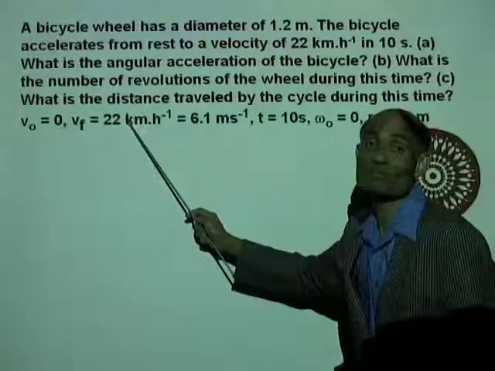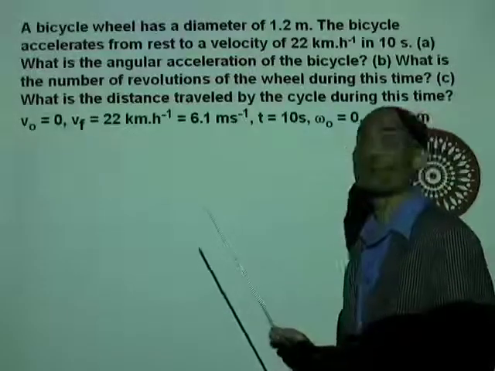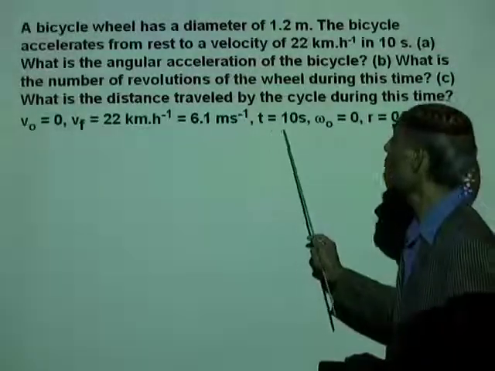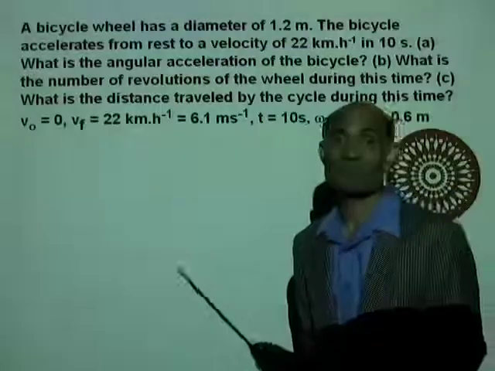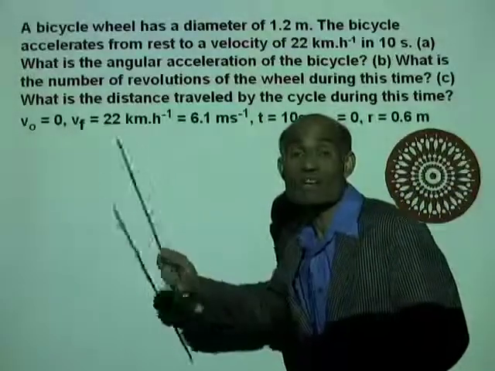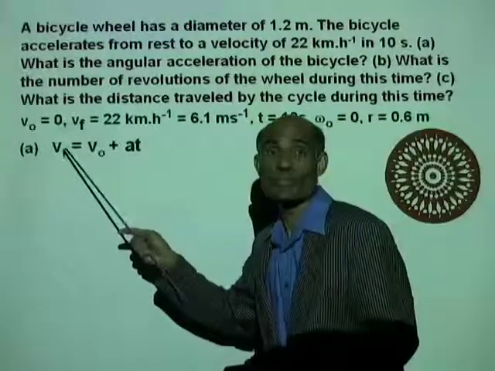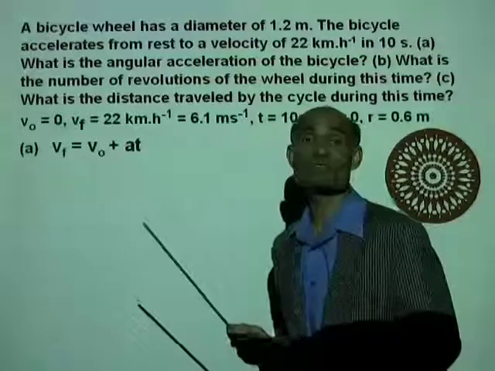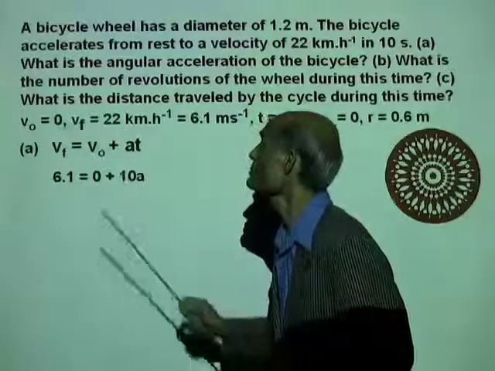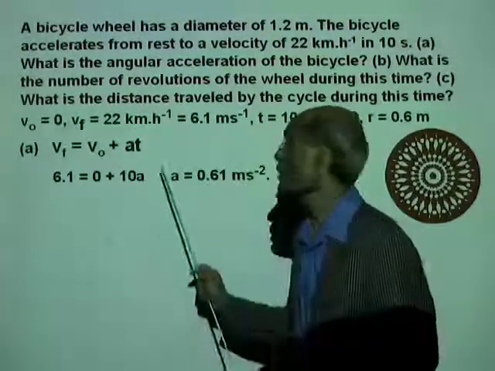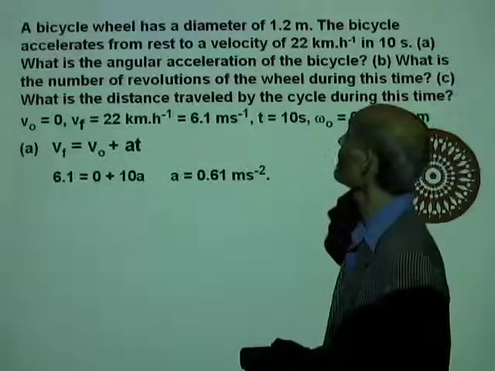Convert 22 km per hour to meter per second. Divide by 3.6. That is 6.1 meter per second. And this happened during a time t equal to 10 seconds. Well, we can now calculate the linear acceleration of the cycle. Is that right? By using this equation, vf equal to v0 plus at. Therefore, 6.1 equal to 0 plus 10a, or acceleration is 0.61 meter per second squared.